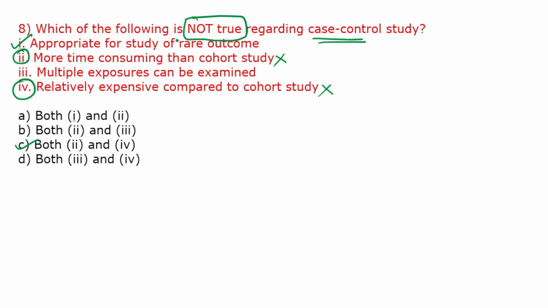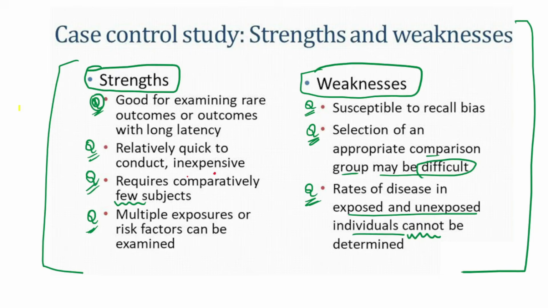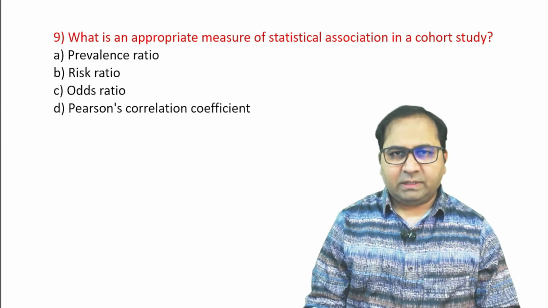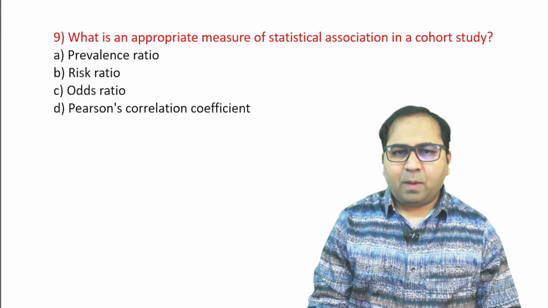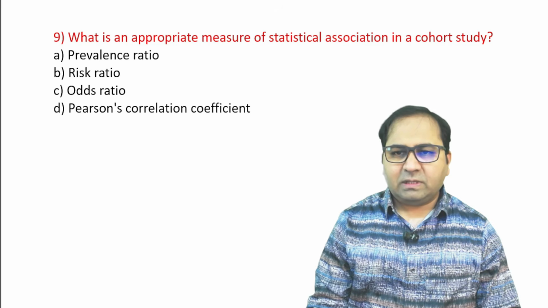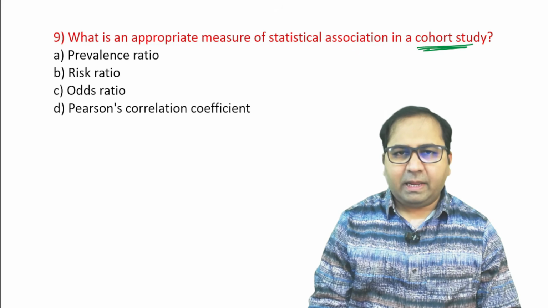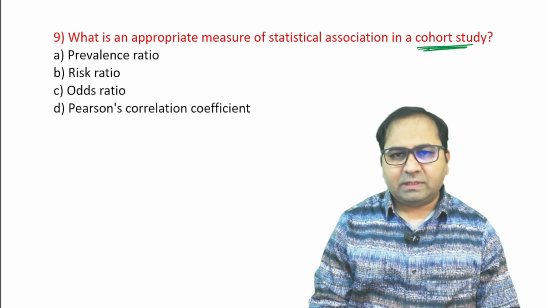So please students remember the question, the answer, and also this chart pertaining to the case control study. Next question. What is an appropriate measure of statistical association in a cohort study? The options are A, prevalence ratio, B, risk ratio, C, odds ratio, or D, Pearson's correlation coefficient.